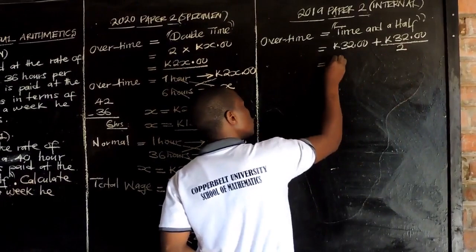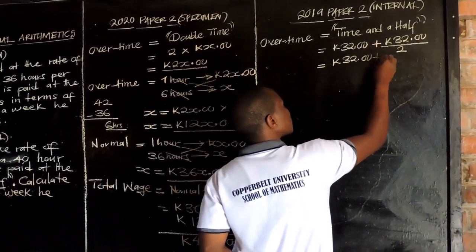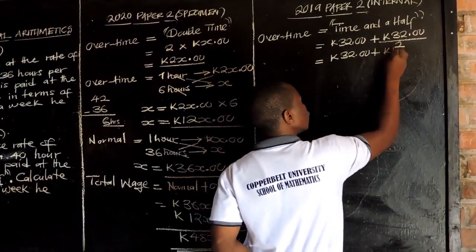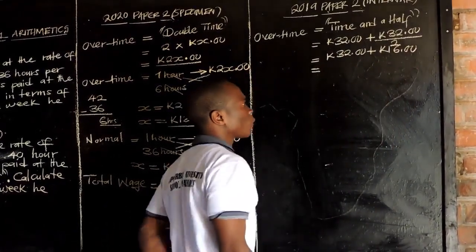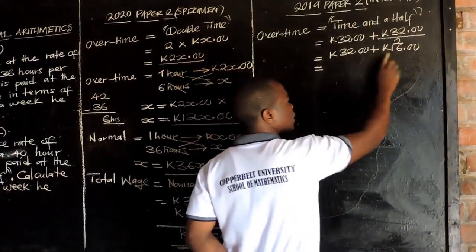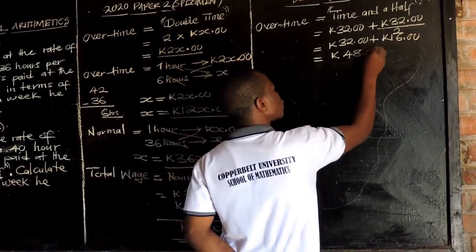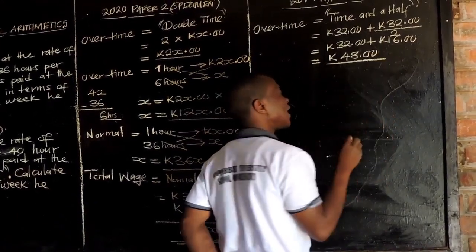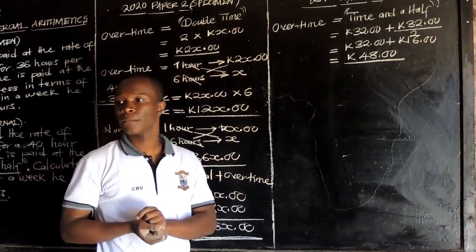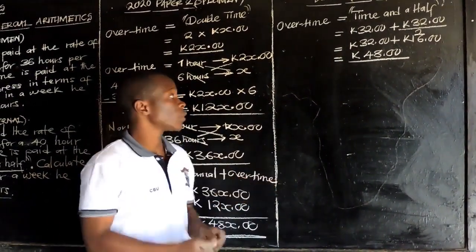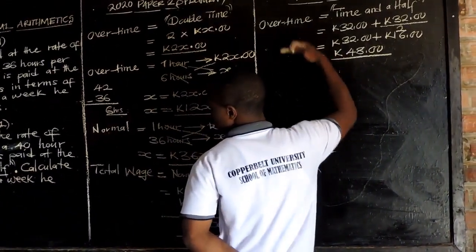Is equal to 32 kwacha plus 2 into 32 is 16, which is half of 32. So guys, what is 32 plus 16? 48. Very good, you get 48 kwacha. Now, this 48 kwacha is overtime per hour. That's the amount that was given, right? Okay?